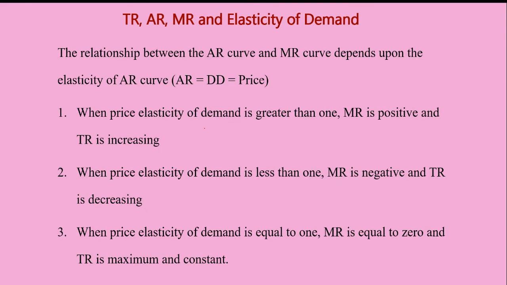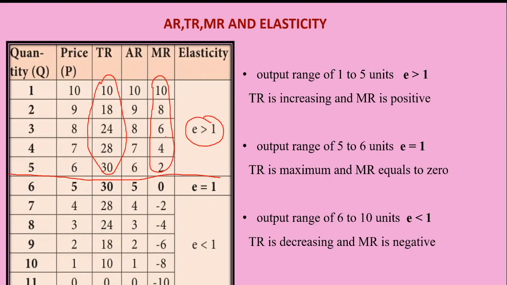That is point 1. When price elasticity of demand is greater than 1, MR is positive and TR is increasing. That's what is given here. If elasticity of demand is greater than 1, MR is positive and TR is increasing. Next one.